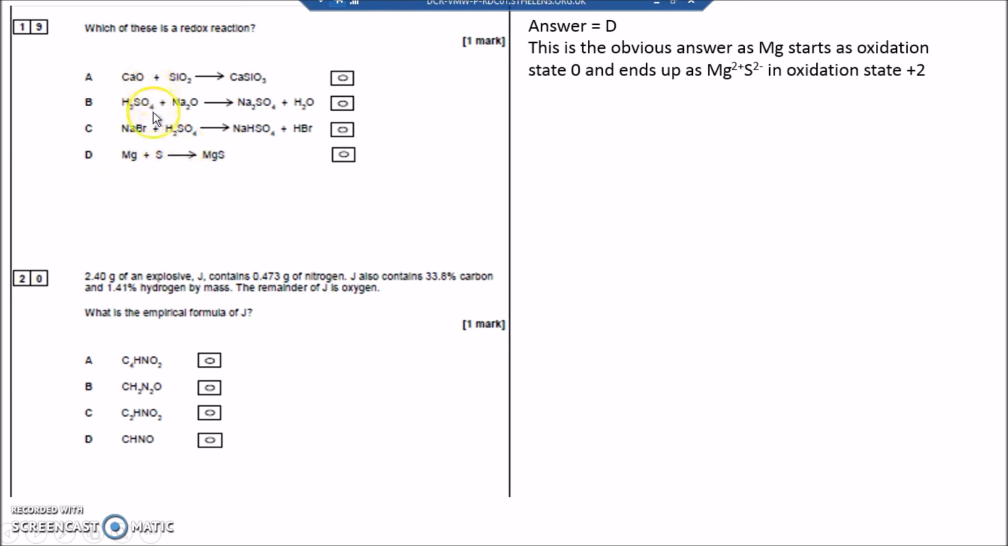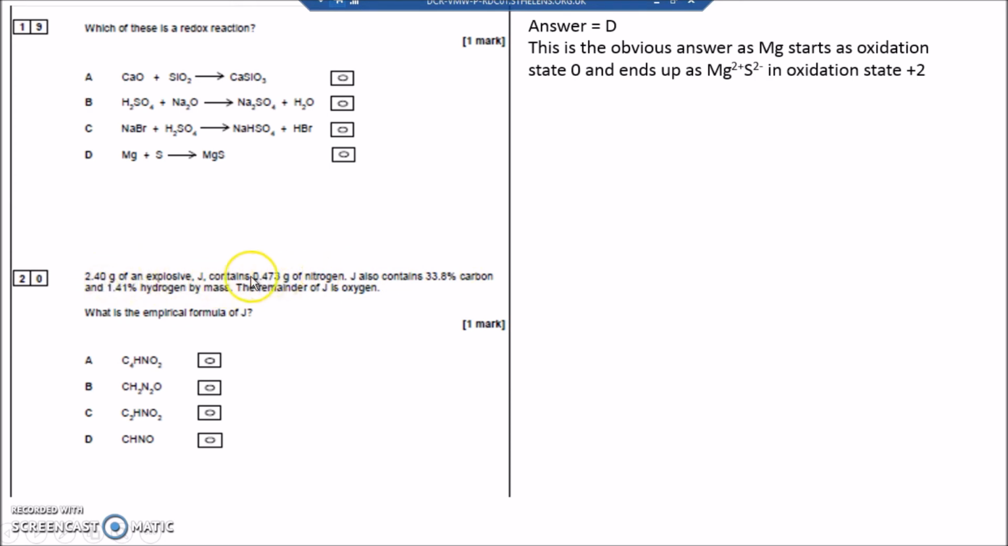And so I'd ignore some of these more complicated equations here and look straight to D. 2.4 grams of an explosive, J, contains a certain number of grams of nitrogen, a certain percentage of carbon, percentage of hydrogen, and the remainder of J is oxygen. I need to get these all into percentages, all into the same units, so I can work out the percentage of nitrogen in the 2.4 grams.